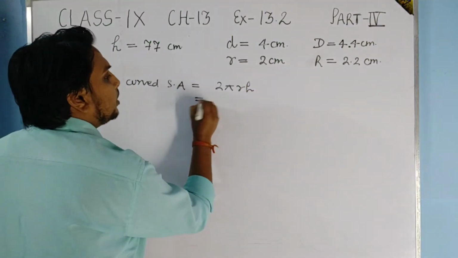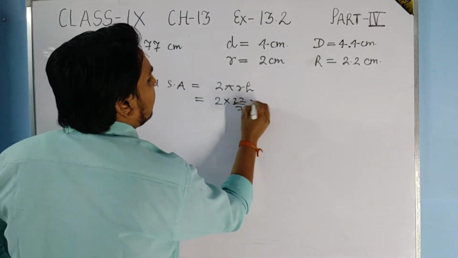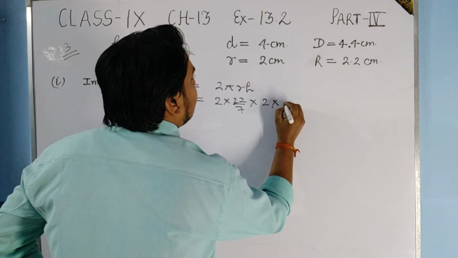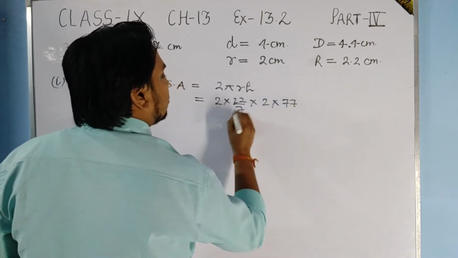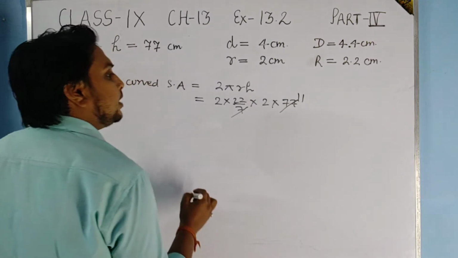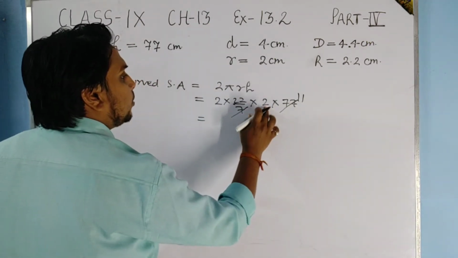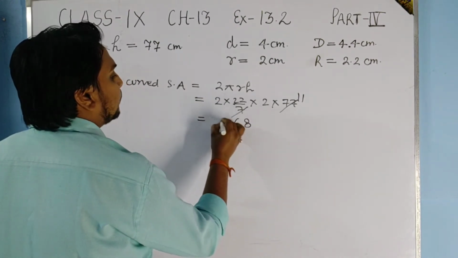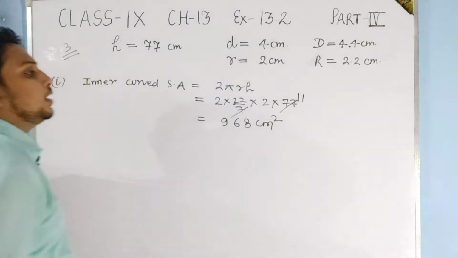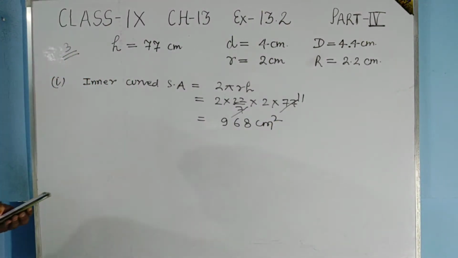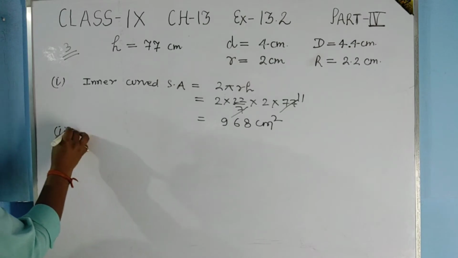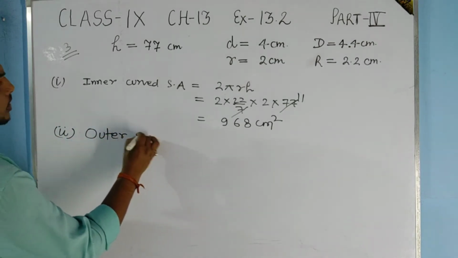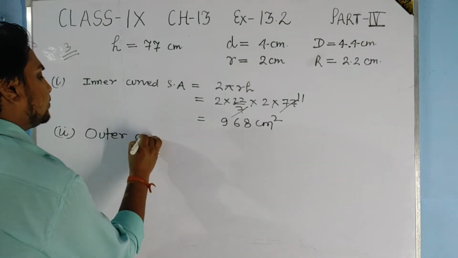Only you have to put the value 2 into 22 by 7 into small r is 2, h is what? 77. So you can see that it will cancel in 11 times. So 11 to the 22, 22 square is 484, and 484 means 968 centimeter square. Okay, when you will simplify it, what you will get? 968 centimeter square.